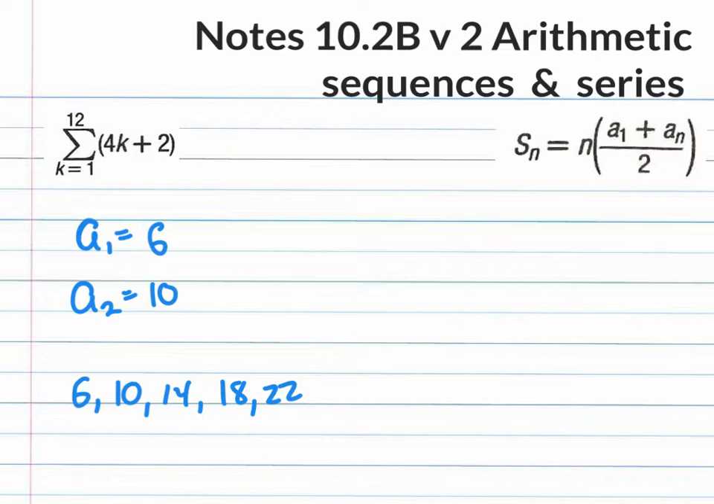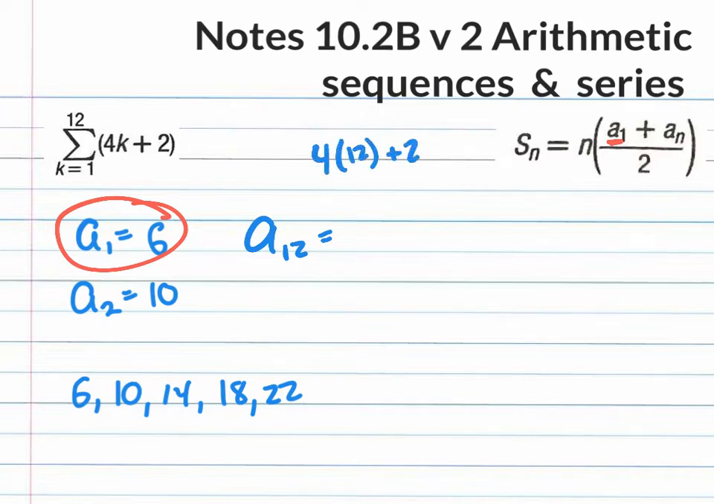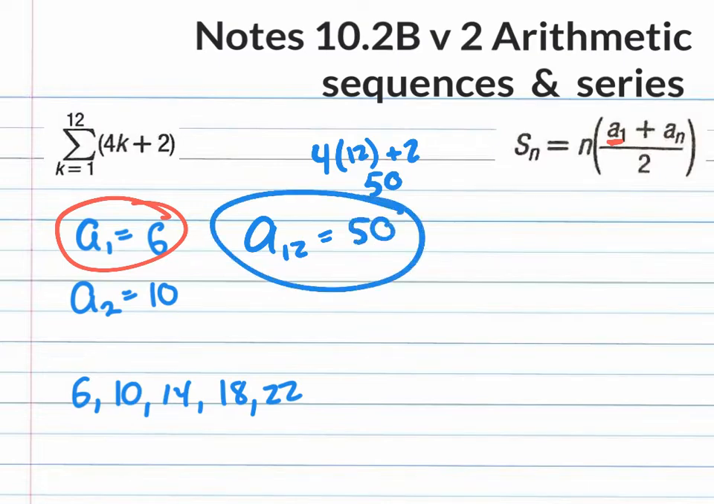It's better to just identify your a sub 1, which is 6. That's going to go right here in the formula. Identify your a sub n, which will be a sub 12. So that's really going to be, let's write that out, 4 times 12 plus 2, that's going to be 50. So a sub 12 is 50. So far we have the a sub 1, which we needed right here. We have the a sub 12, which we needed right here. And we also know that there's 12 numbers on the list. So a sub 1, a sub 2, a sub 3, all the way till you get to a sub 12.